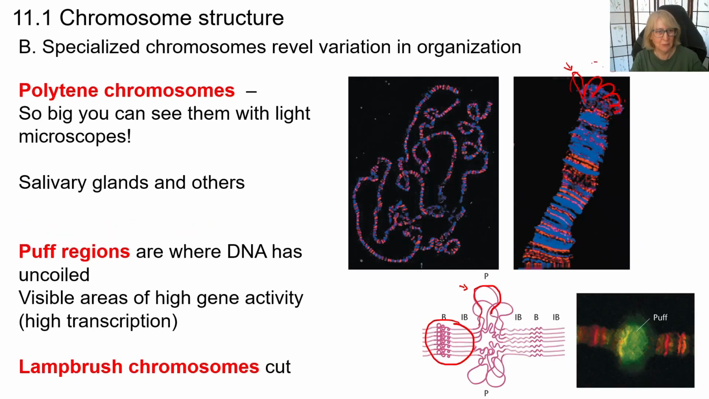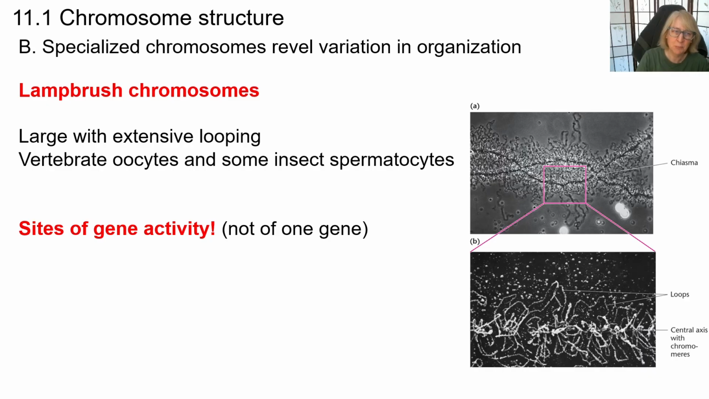And lamp brush, we're going to push it to the top here and talk about lamp brush chromosomes. These are large chromosomes with extensive looping. We see them in invertebrate egg-making cells, the oocytes, the cells that are going to become the eggs, and some insect spermatocytes. Look, these are chiasmata, but with genes looping out here. These free loops are areas where the DNA is accessible. They're called lamp brush because they look like brushes coming off. They're sites of activity where there's a lot of usage of these genes.